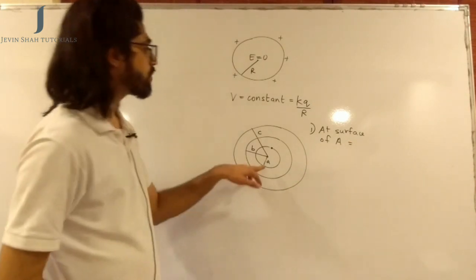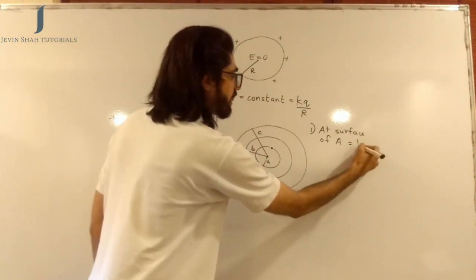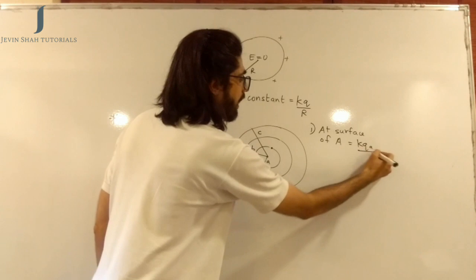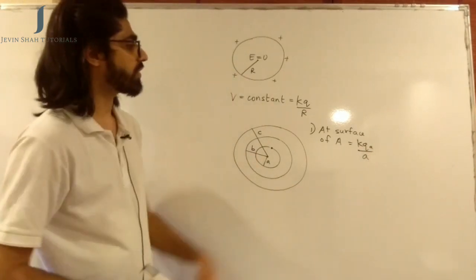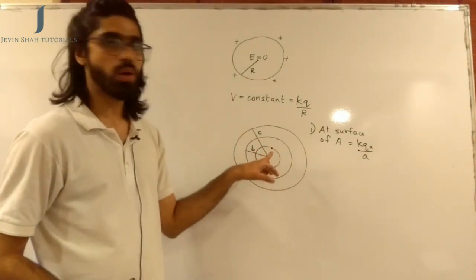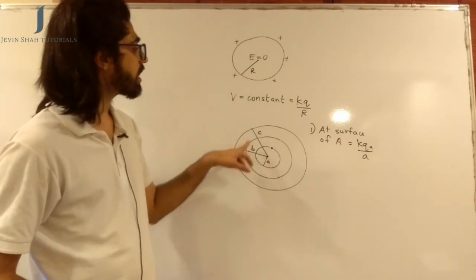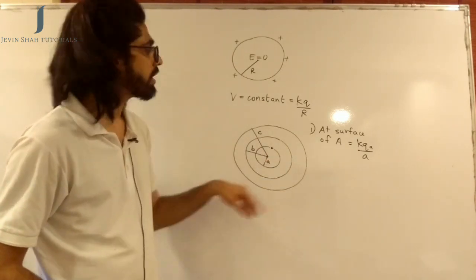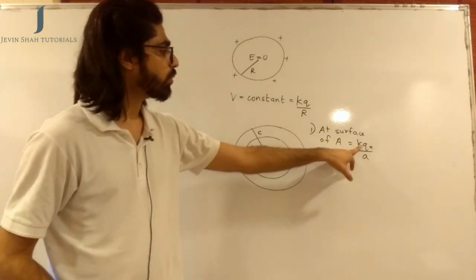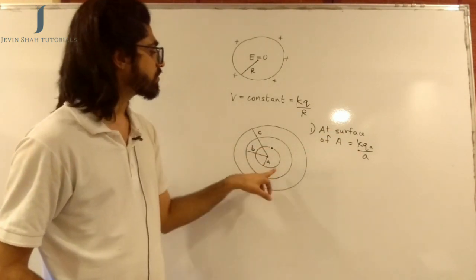So at the surface of A, the potential is going to be KQA by RA, or the radius of A. QA is the charge which is there on the sphere of radius A. Similarly, QB will be the charge on B and QC will be the charge on C. So at the surface of A, the potential is KQA by A because of the sphere A.